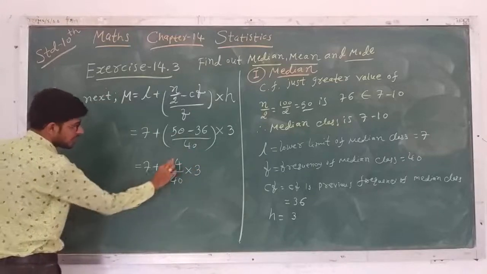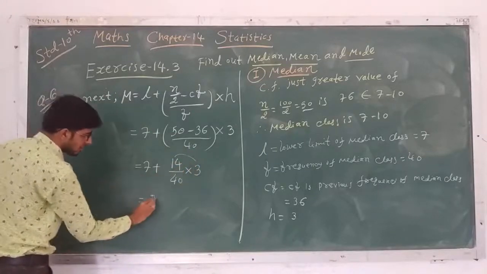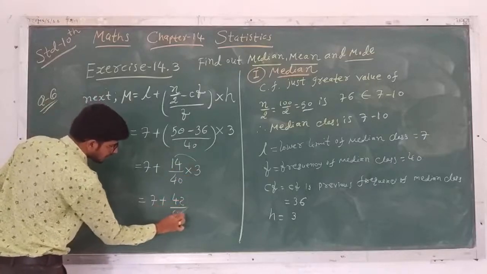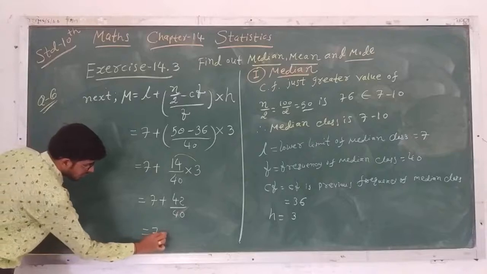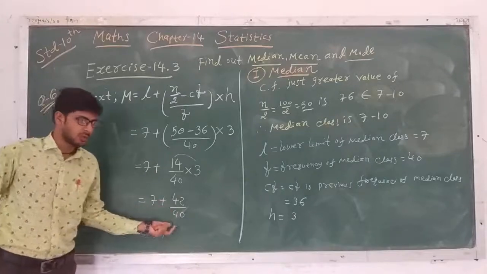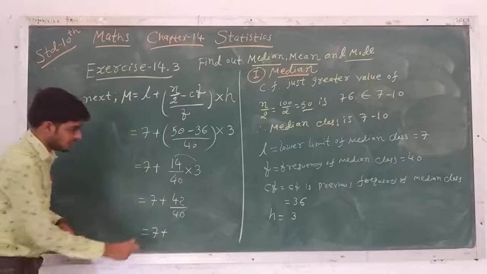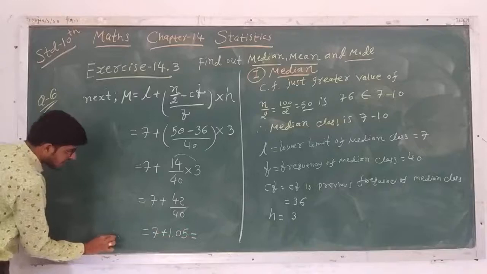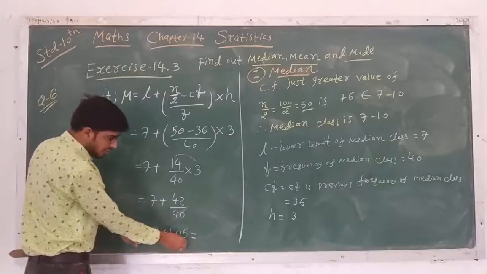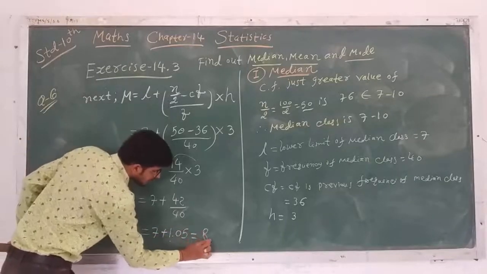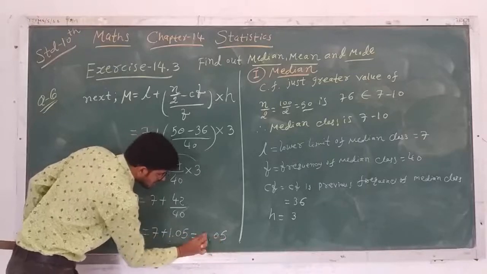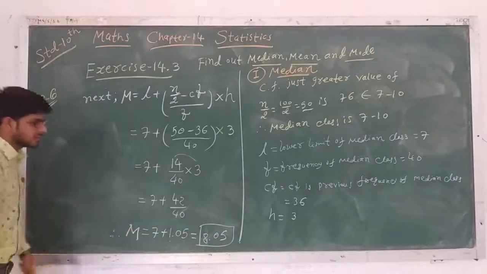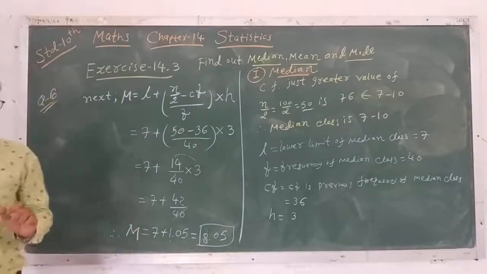Now we will multiply 14 into 3. So 7 plus 42 divided by 40. Now we will divide 42 by 40. So the answer is 1.05. Okay, 1.05. So the final answer is 7 plus 1.05, which is 8.05. It is the final answer of the median. Therefore, the median is equal to 8.05.